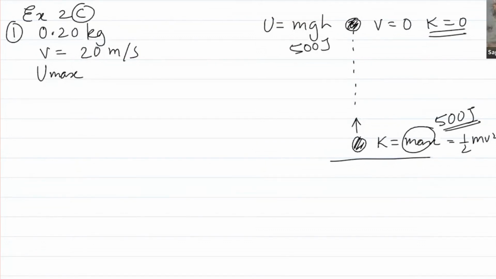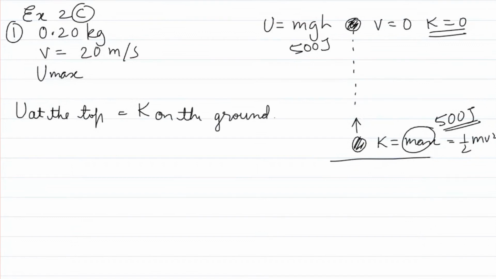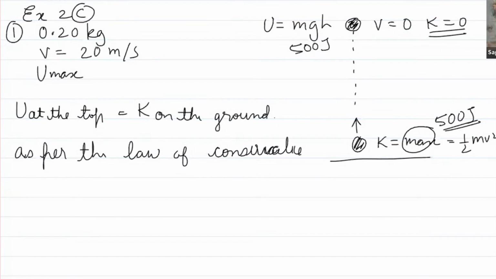So what we will write over here is: potential energy at the top is equal to kinetic energy on the ground. Now, why is this possible? Because as per the law of conservation of energy, energy is neither created nor destroyed. It is transferred from one form to another.